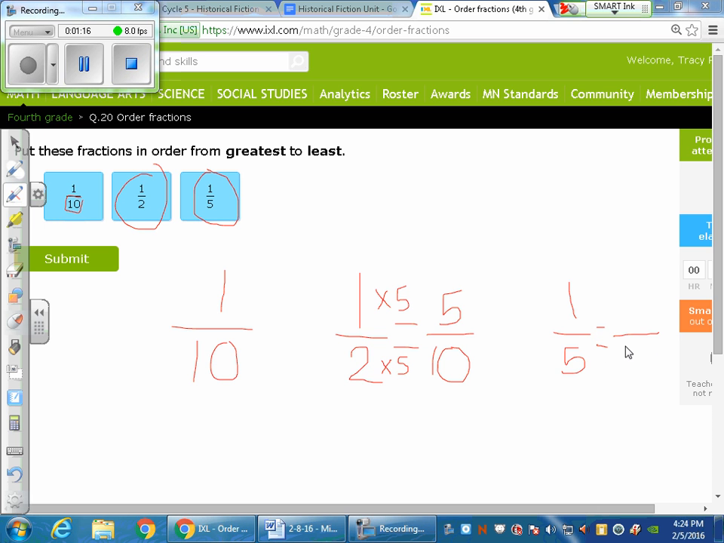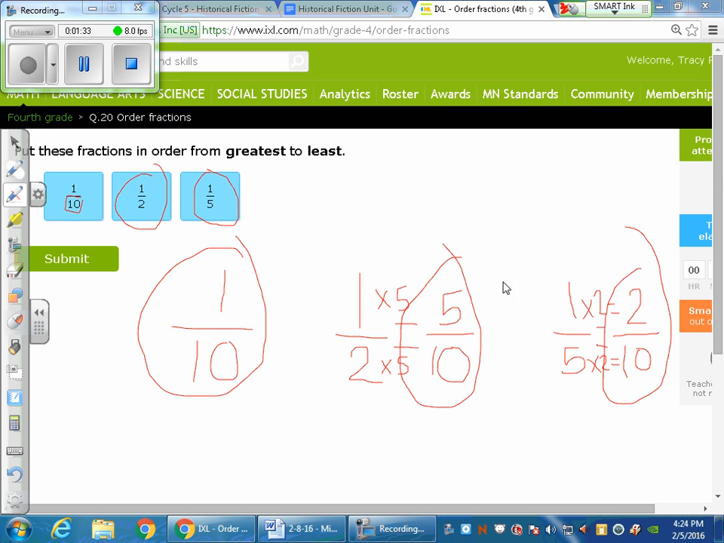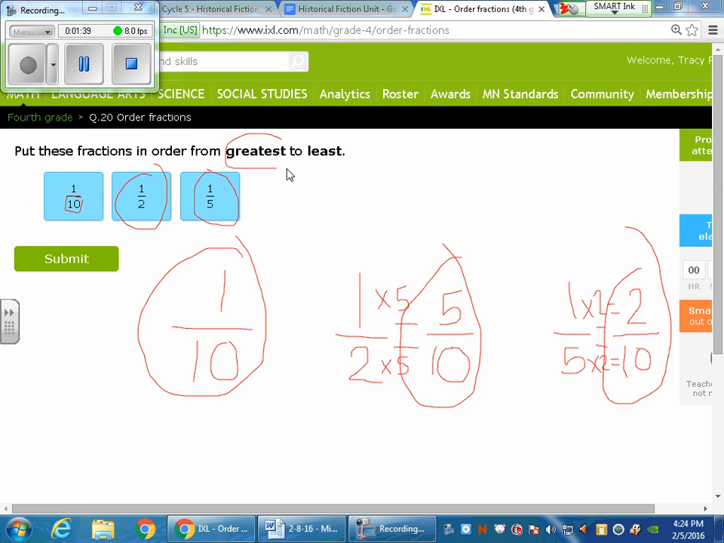So 1/5 equals how many tenths? I would multiply this by 2. So I multiply this by 2. And that gives me 2/10. So here are my three fractions. I now have 1/10, 5/10, and 2/10, and I need to put them in order from greatest to least.